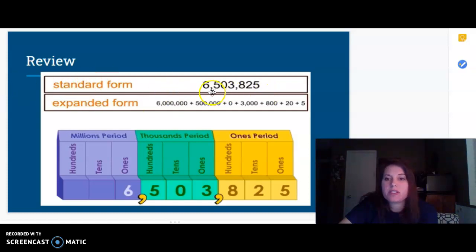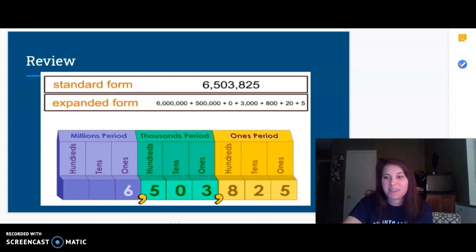Remember, standard form is how a number is written out, just as you would see it in your bank account. If you were to count something, I wish this was my bank account number, just how a number looks. And then expanded form is whenever you break it down into its place value form. So we have 5 ones. There's just a 5. Ooh, there's my dogs. We're going to pause for a second.